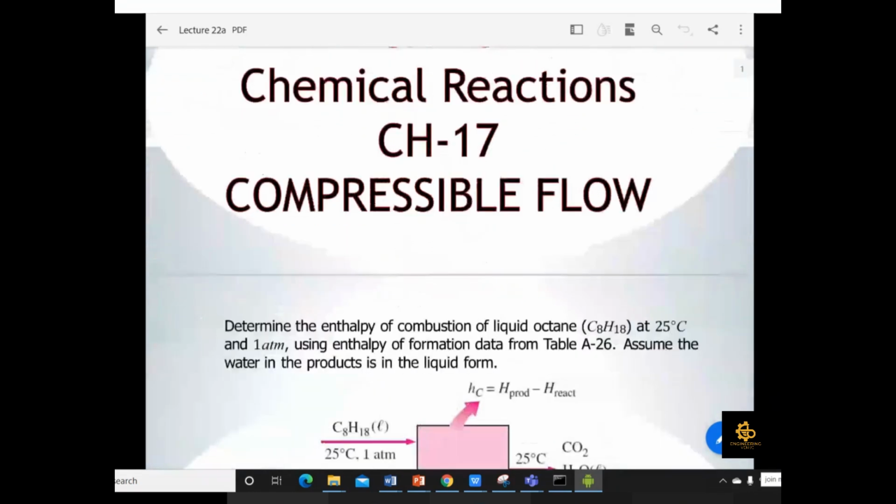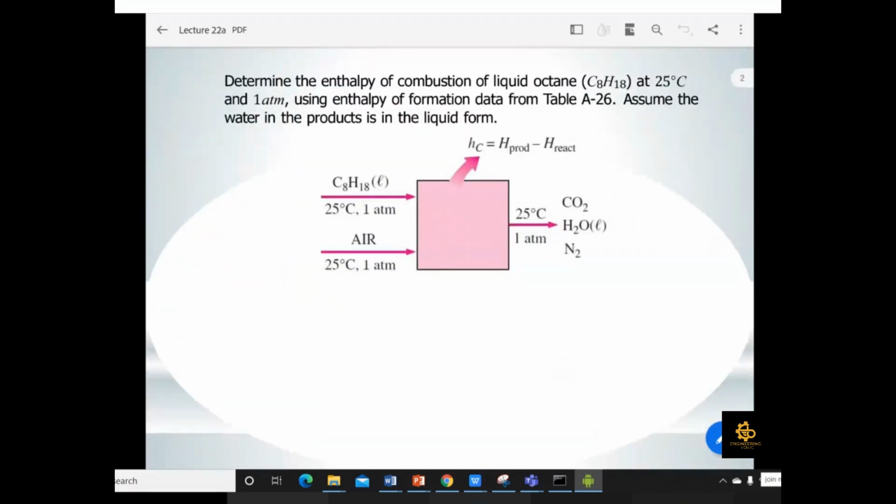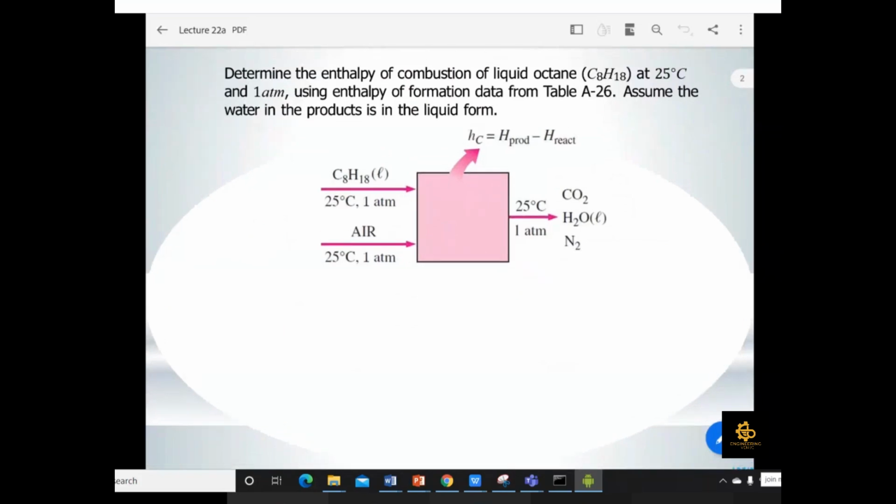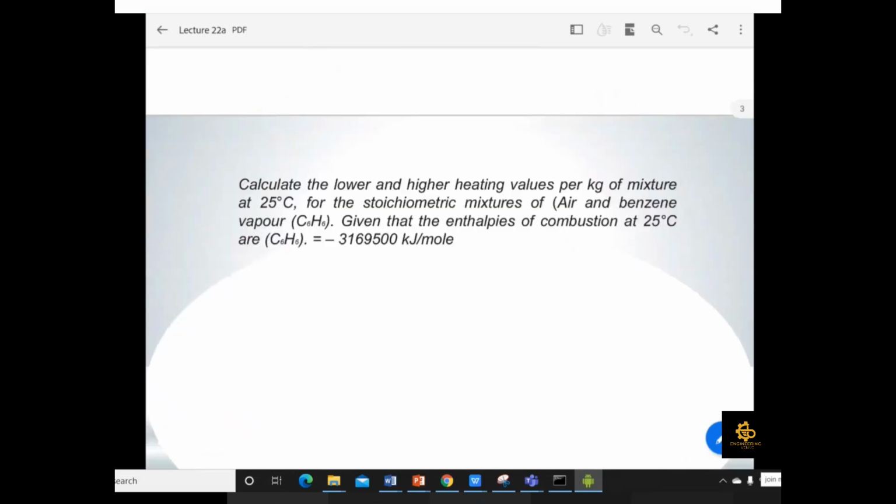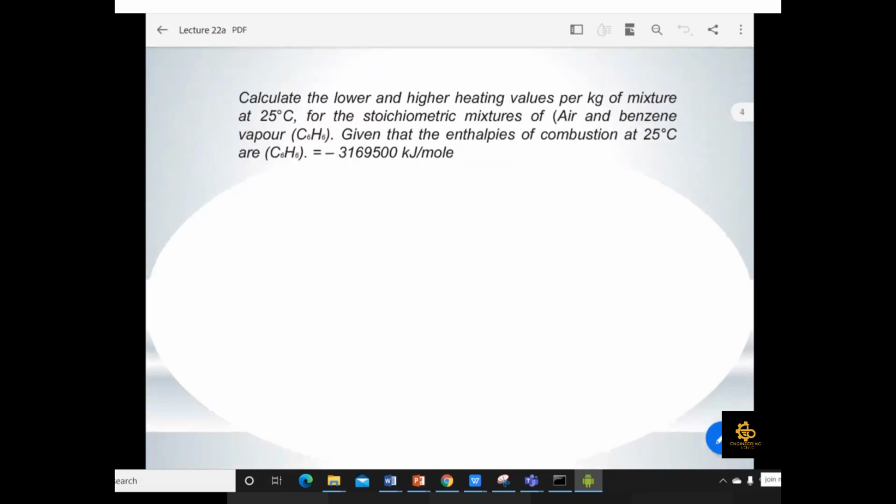Okay, so this problem I think you have already solved in the previous lecture, so I'm not going to solve this one, where we have already solved for the enthalpy of combustion. So coming towards the next question.